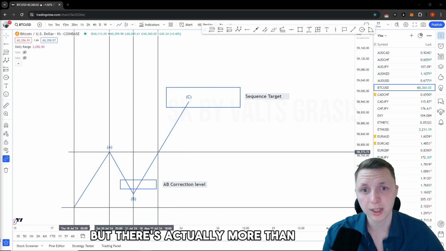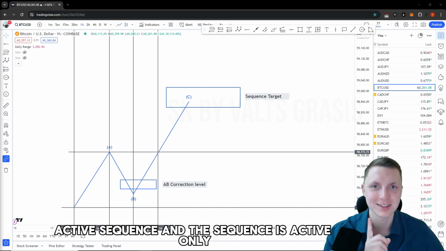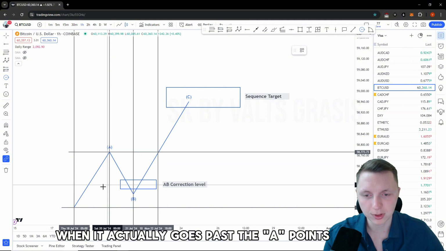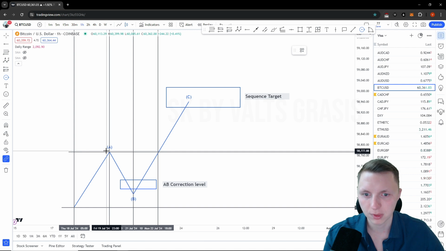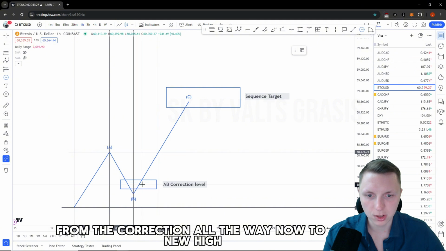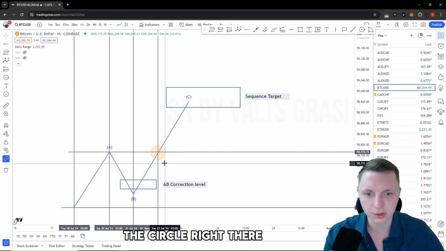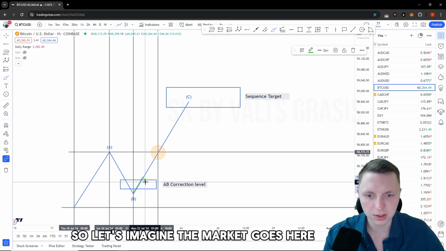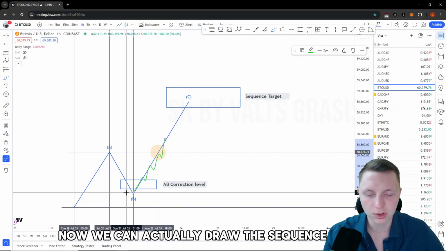But there's actually more than that. There's one more important point. You can only draw a sequence if it's active. An active sequence. And the sequence is active only when it goes past the A point. You see this first impulse, and at the end of the impulse there's an A. If I draw a straight line from the correction to a new high, when the market passes this point, this circle right there, let's imagine the market goes up like this and past this point, now we can actually draw the sequence.